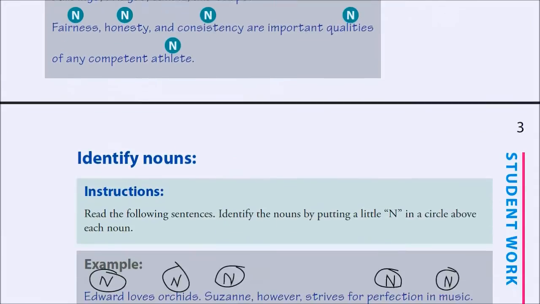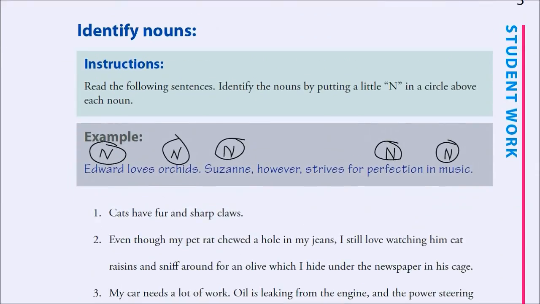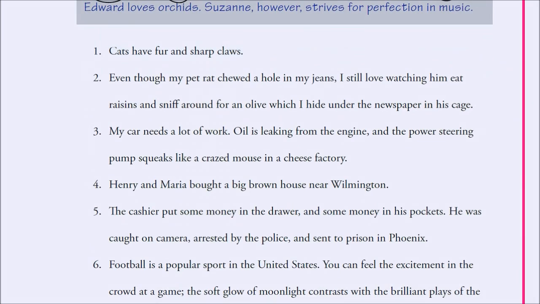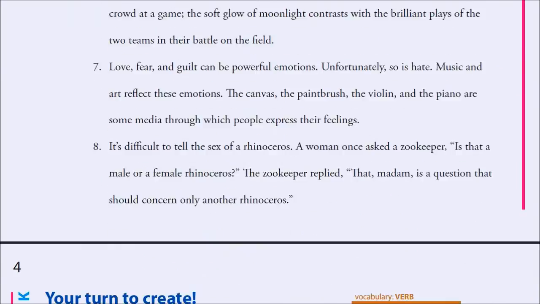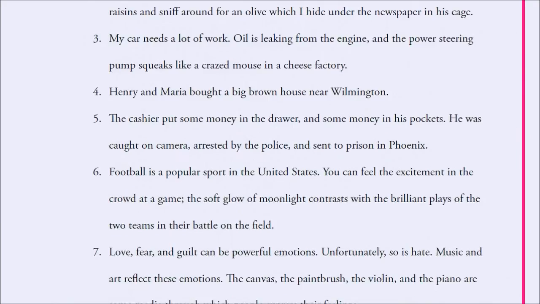So let's move on to this document. The first thing you're going to do is show everybody that you understand this. And so you're going to identify nouns in these sentences by putting an N in a circle over every word that's a noun. So Edward is a noun. Orchids is a noun. Get it? Perfection is a noun. Music is a noun, and you're going to put an N in a circle over every word that is a noun. And just do that for these 8 sentences.